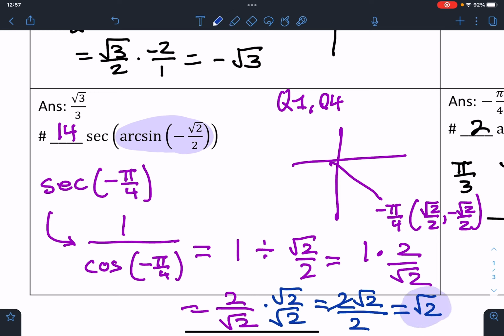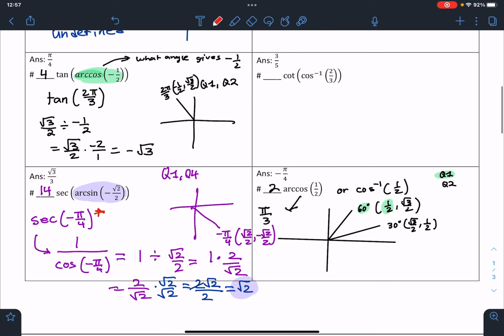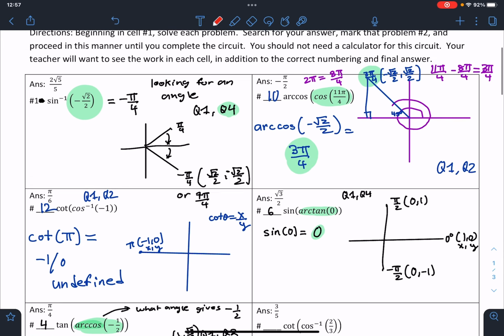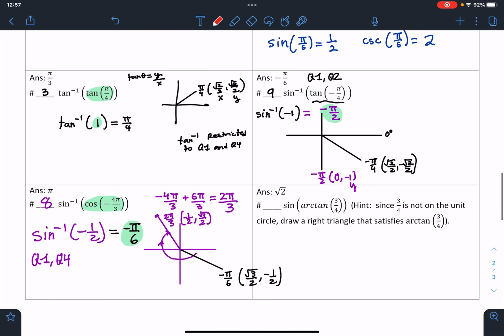So this one's a little bit more challenging, but I hope you see what I did. I looked here. I said, okay, I know secant is 1 over cosine, so I just wrote it that way. I know what cosine of -pi/4 is, and then I felt comfortable dividing fractions. So that's going to be 15. We're almost done right here.